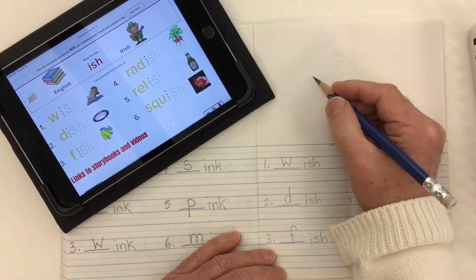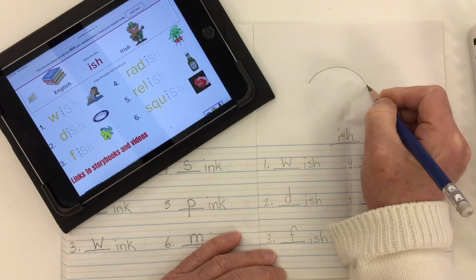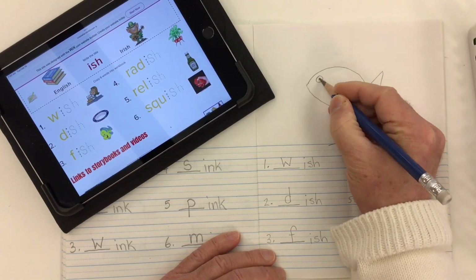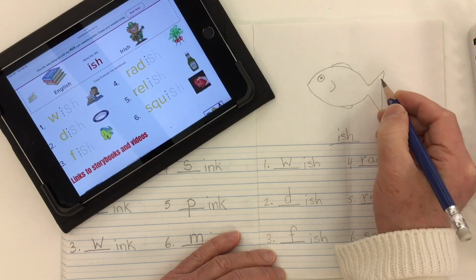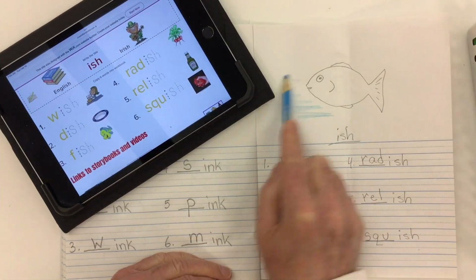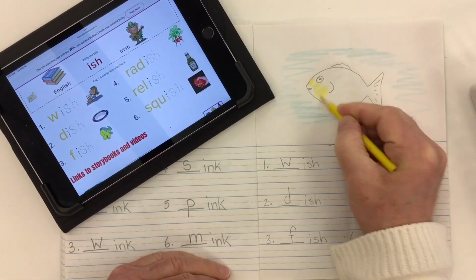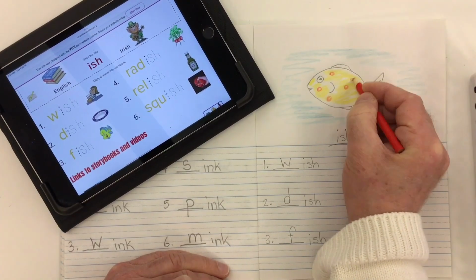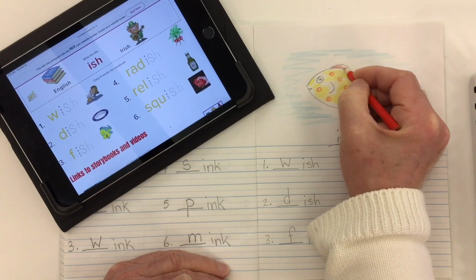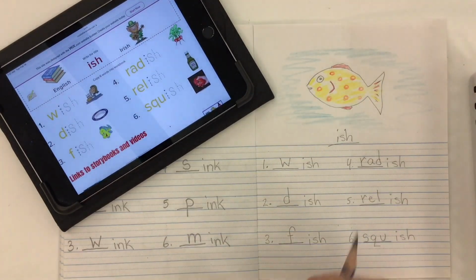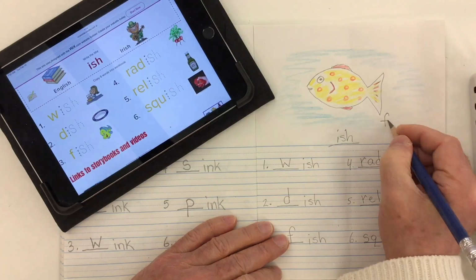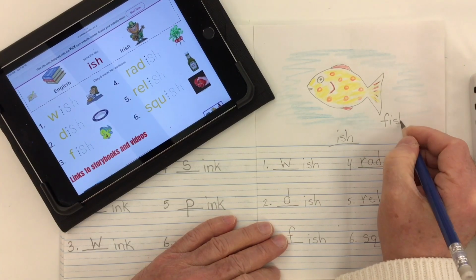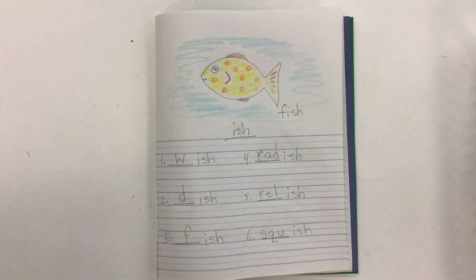I think I'm going to draw a picture of a fish. There we go, there's my fish. I'll just label them. Fish. Label my picture. And there we go, there's 6 words from the ISH or ish word family ending.